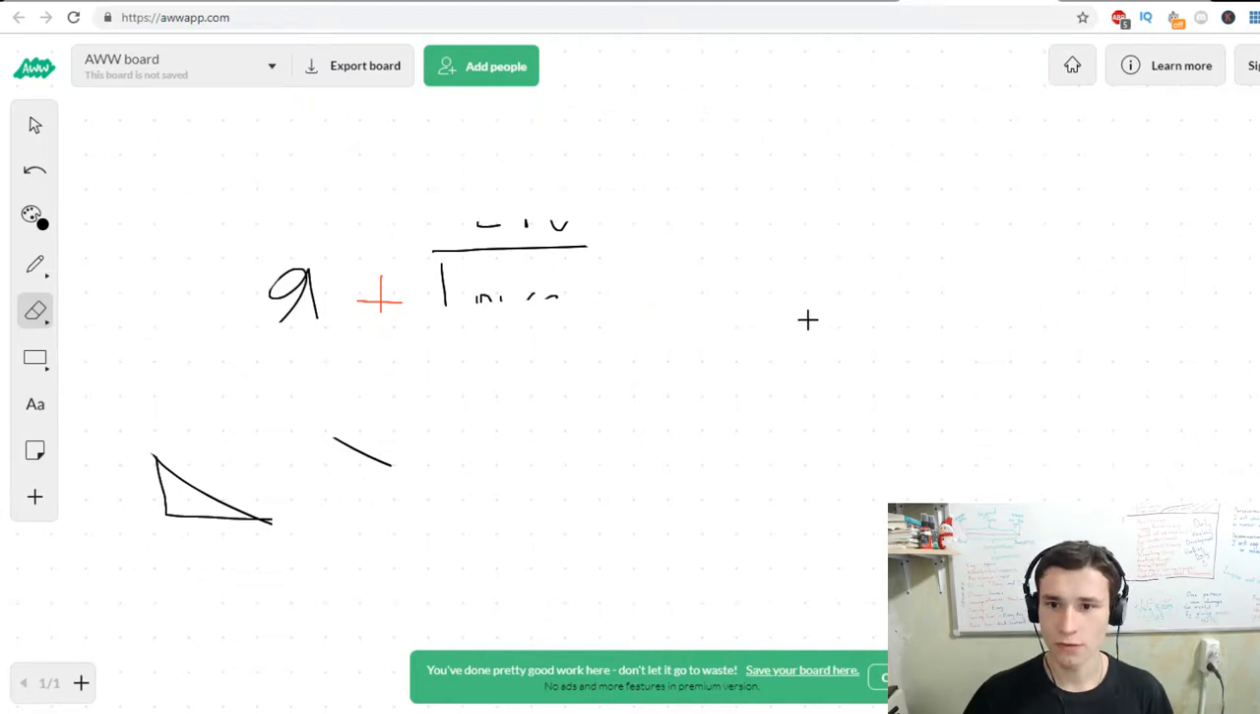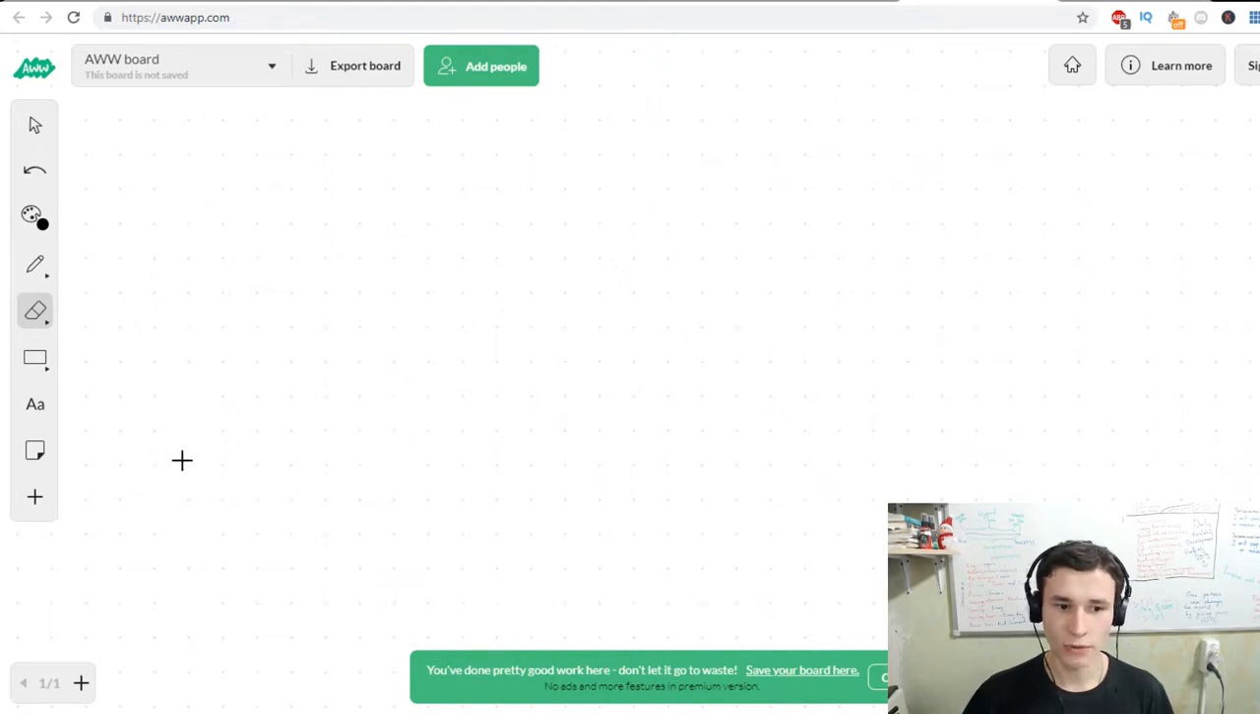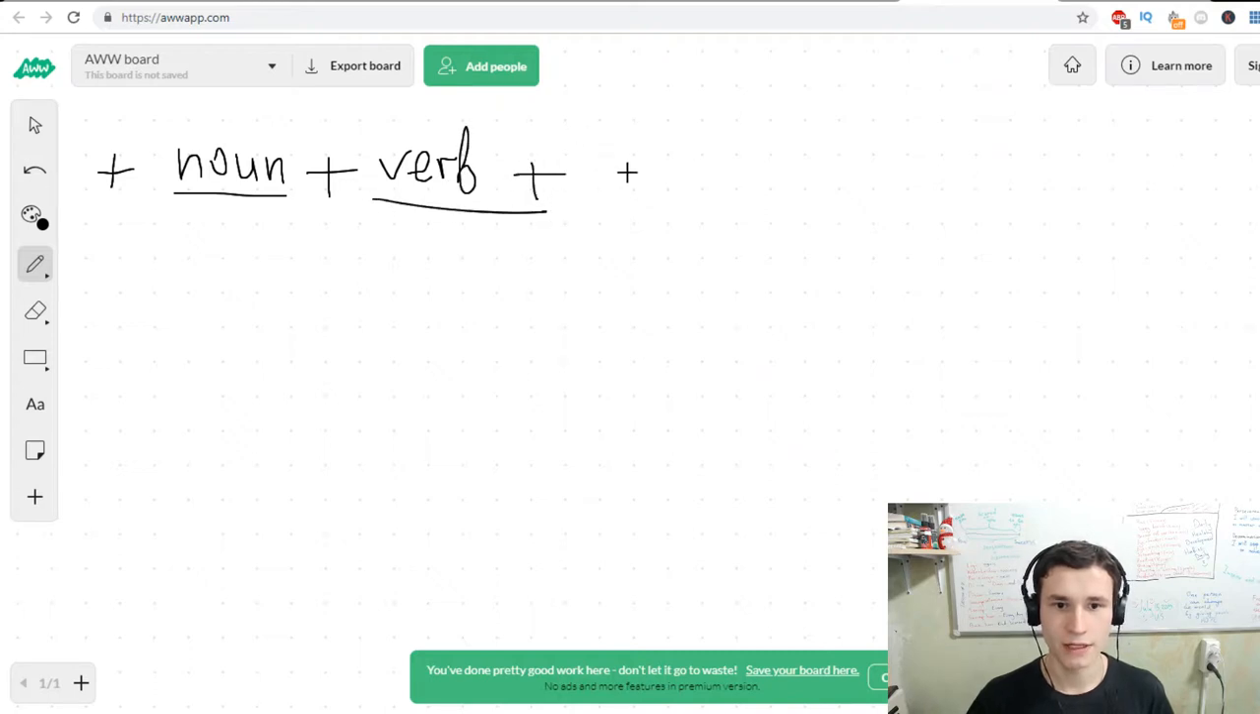This one is for when we want to state a fact about something, like the present simple in your language. It is noun plus who, plus verb, plus addition. Okay.